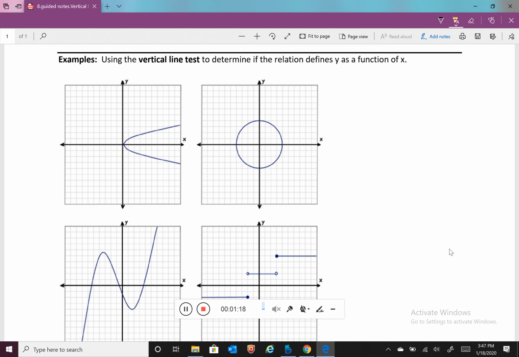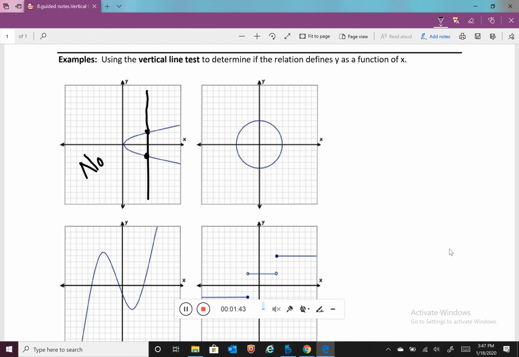So for our first example in the upper left-hand corner, we can see that this is not a function because if I choose any vertical line, it is intersecting not once, but twice. Now, I only have to draw that one vertical line. That's done. It is broke. It is a relation, but it is not a function. So this is a big no.